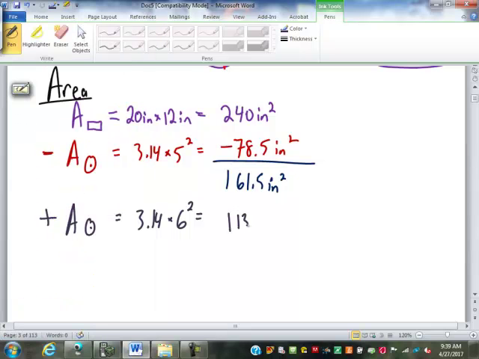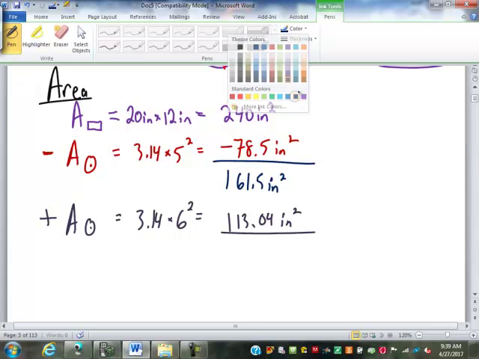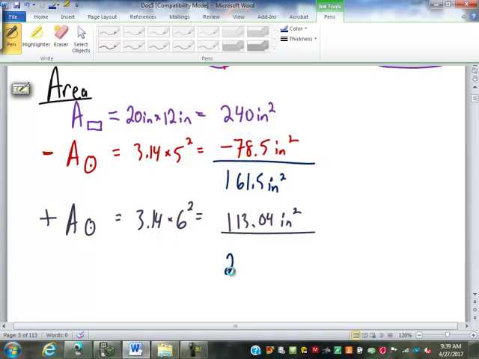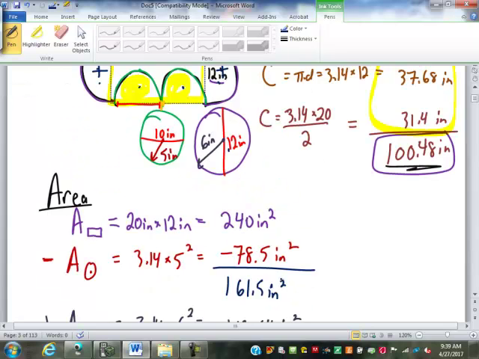113.04. So we add those up. We are at 274.54 square inches so far. We're not done yet. There's one more piece we have to add on.